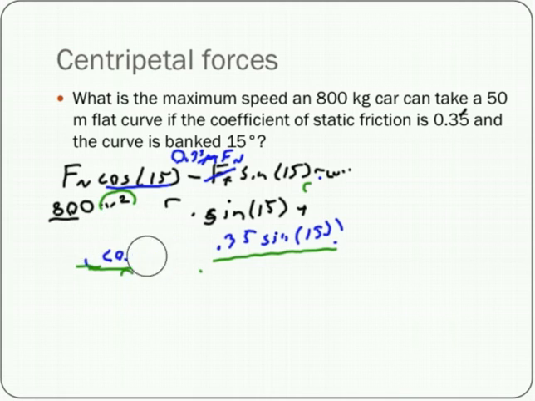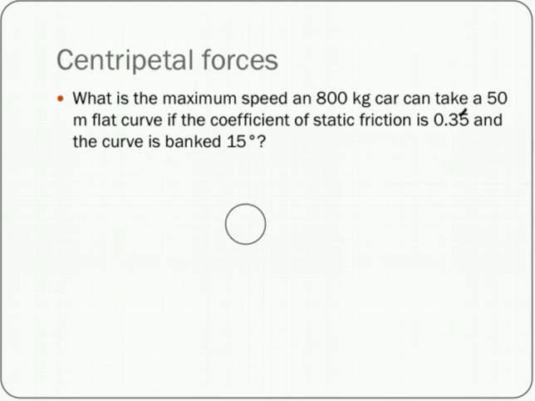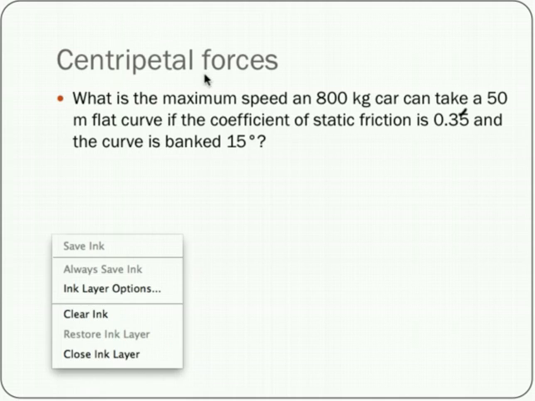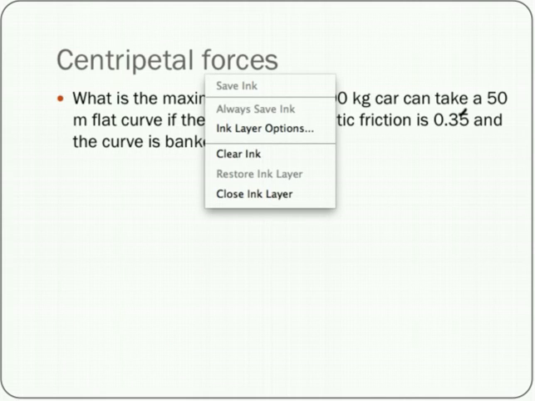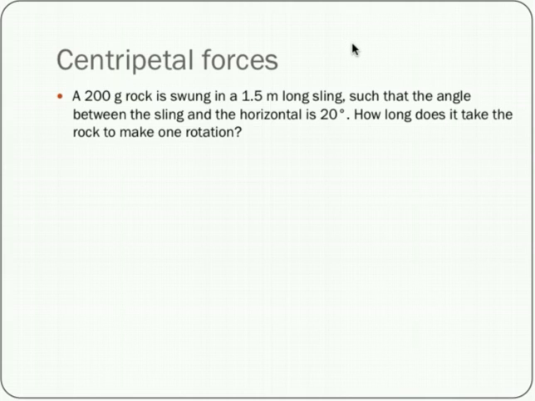Let's try one more. This is one that usually gives people a little bit of trouble. One last one before we go on to our last bit on here. So a 200-gram rock is swung on a 1.5 meter long sling such that the angle between the sling and the horizontal is 20 degrees. How long does it take the rock to make one rotation?